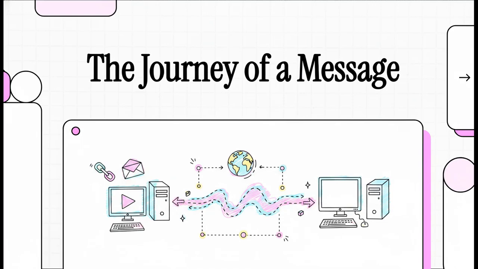Every single time you click a link, fire off an email, or stream a video, there's this incredible invisible journey happening in the background. A message is literally racing from your computer, zipping across a global network to another machine, and coming all the way back, all in the blink of an eye. So in this explainer, we're going to pull back the curtain and make that invisible journey totally visible. We're going to trace the path step by step to see how it all works.